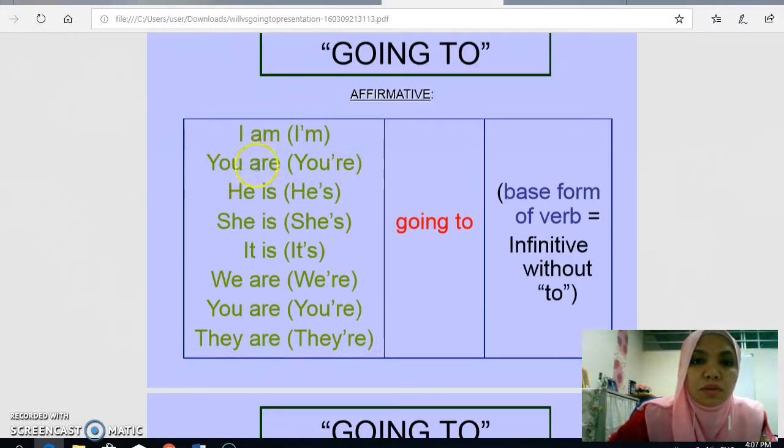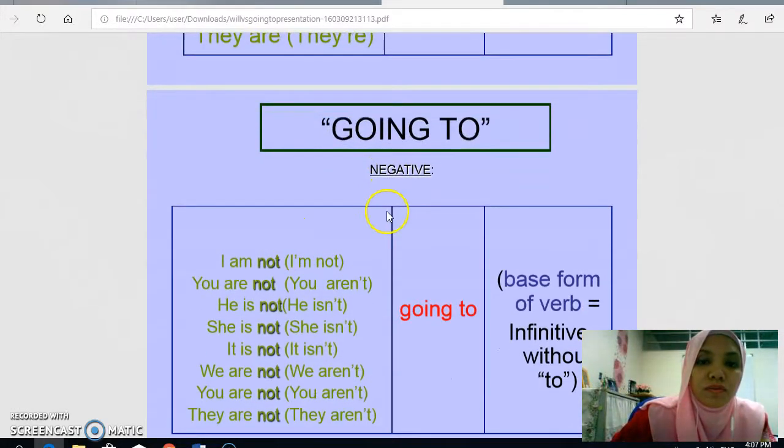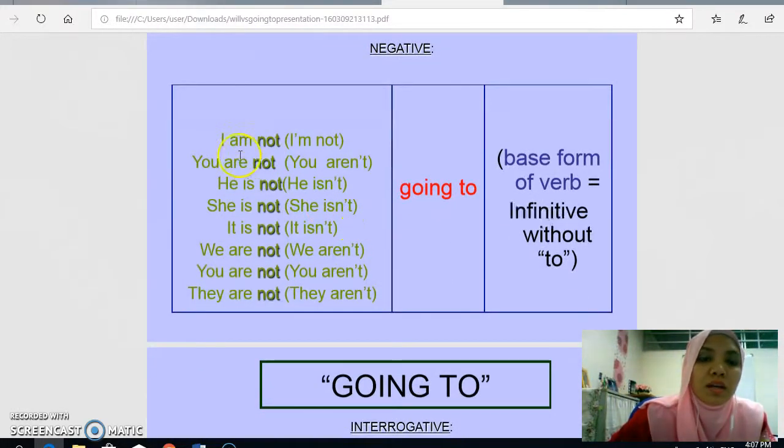Since it is future, you don't really use verbs like was or were. Everything here is in present. You can see am, are, is. For negative form, going to, I am not going to. So you simply include the word not to indicate negative.